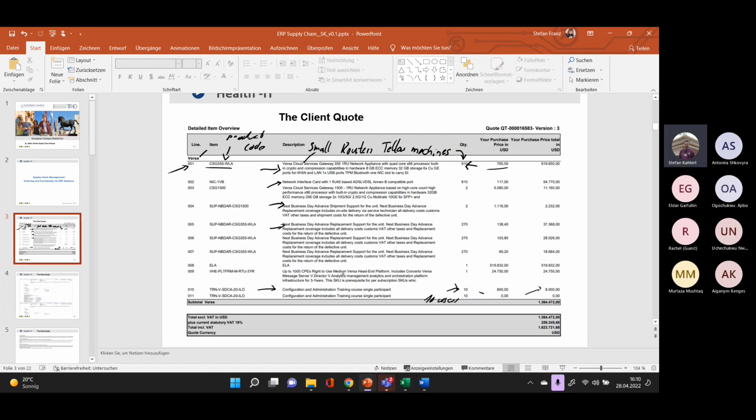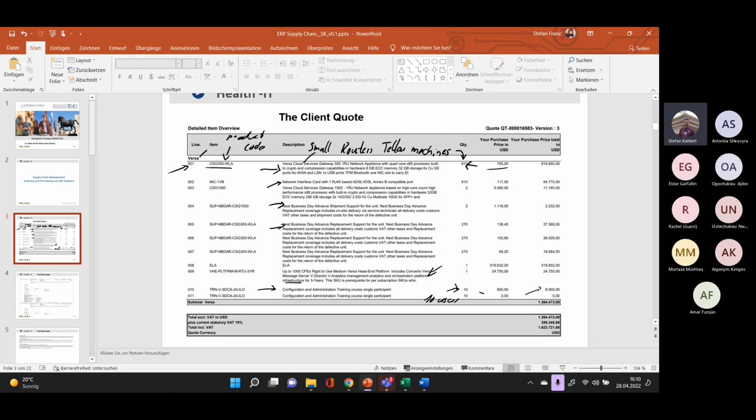You also need some licenses and services. This is this part here. You see, it's a 3-year service, which you buy on top of that. So it's also the content, some analytics, orchestration platform, and here again the service, which is next business day.